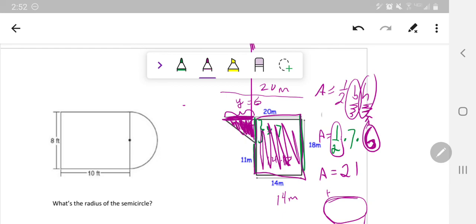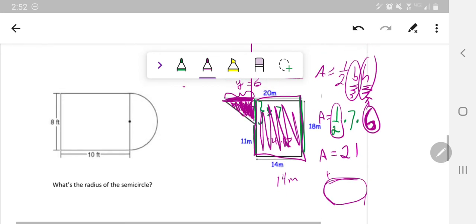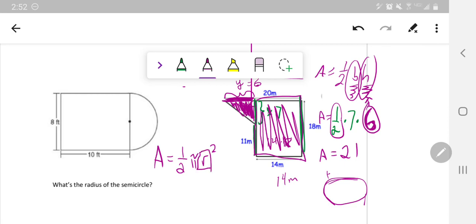All right, so last part, we're going to look at this. We have a rectangle and we have a semicircle. Well, you know the semicircle's area is 1/2 pi r squared. So what dimension do we need? We need the radius of that semicircle. Well, we don't have the radius, do we? No, we don't. But we have other information that can be used to help us.